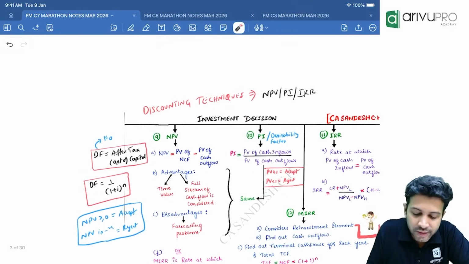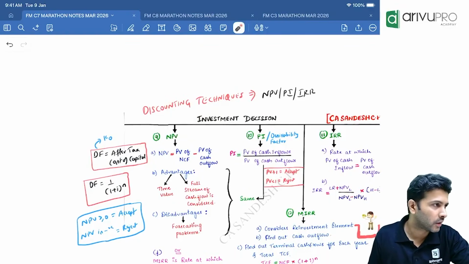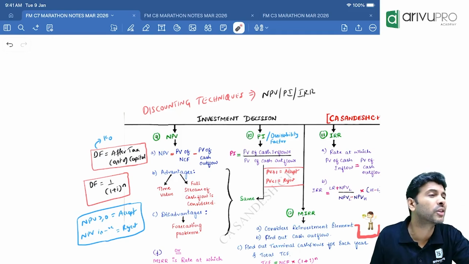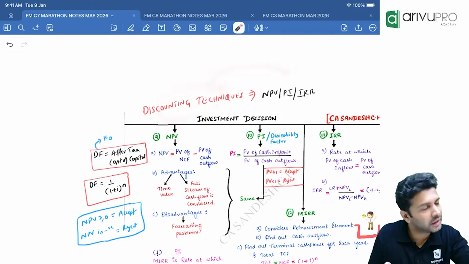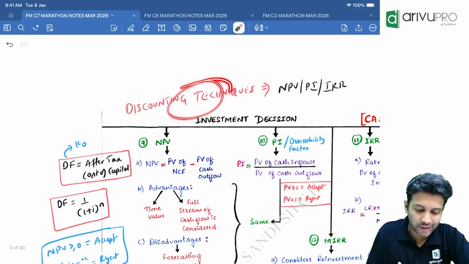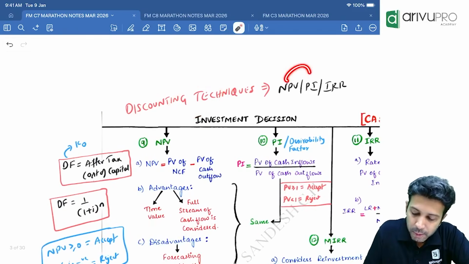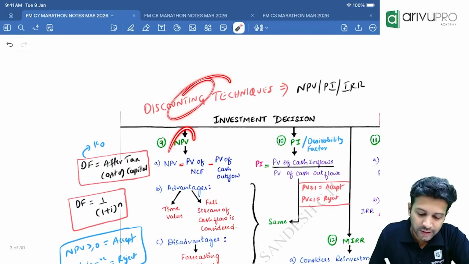Next are the discounting techniques. Previously we saw non-discounting techniques, another name, traditional techniques. Did they use a discount factor or no discount factor? No discount factor. But discounting techniques will use the time value of money concept. So under discounting techniques, you will see NPV, profitability index, IRR, etc. The first discounting technique is NPV.